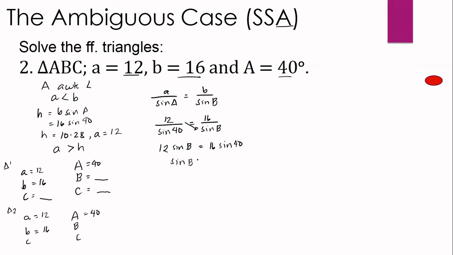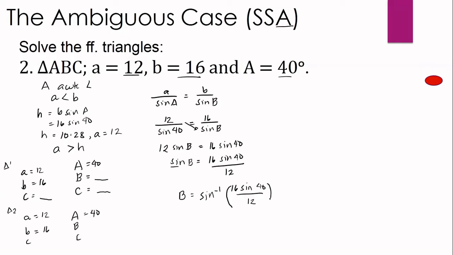Sine B is equal to, using MPE, multiplication property of equality, 16 sine 40 over 12. Saan galing yung 12? Dito. Nag-MPE tayo, kaya nagkaroon ng over 12 dito. Pero ang kinukuha natin is angle B. Again, yung sine dito, lilipat on the other side of the equation. So, yan ay magiging sine inverse or arc sine. So B is equal to sine inverse of 16 sine 40 over 12.